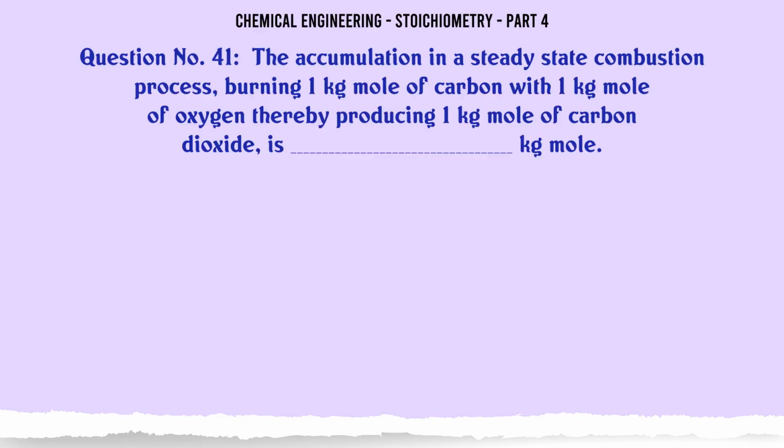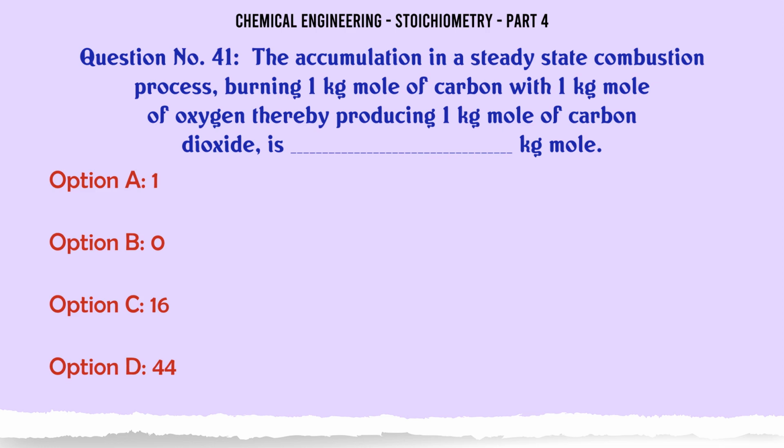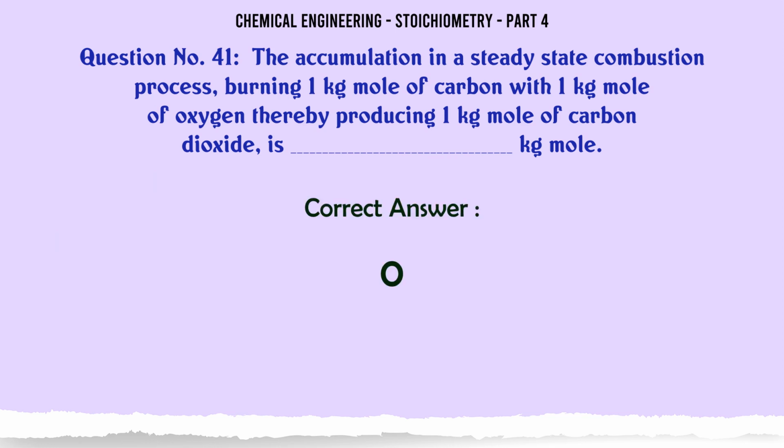The accumulation in a steady-state combustion process burning 1 kg/mole of carbon with 1 kg/mole of oxygen, thereby producing 1 kg/mole of carbon dioxide, is ___ kg/mole. A 1, B 0, C 16, D 44. The correct answer is 0.